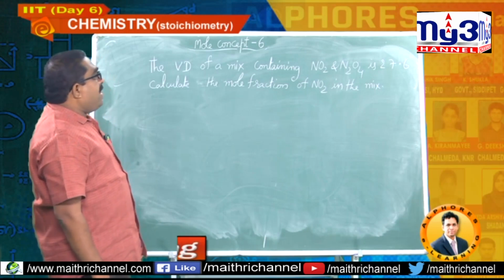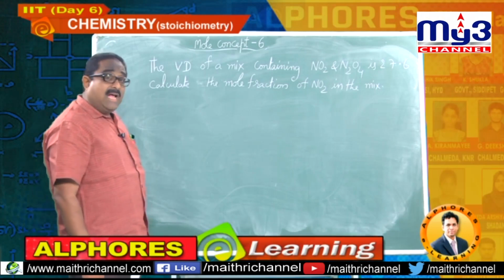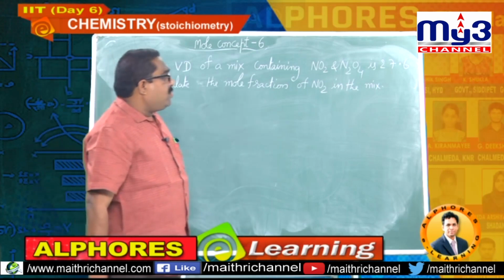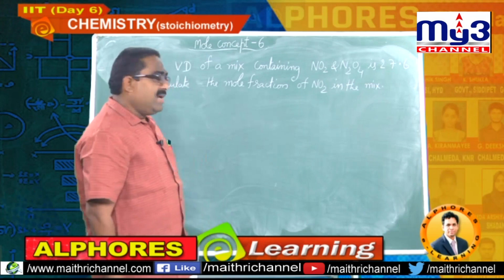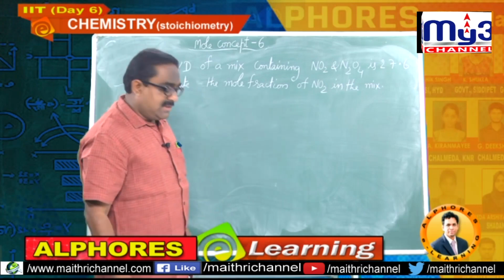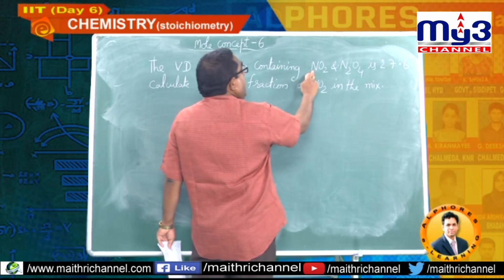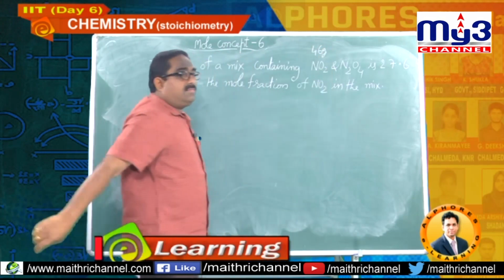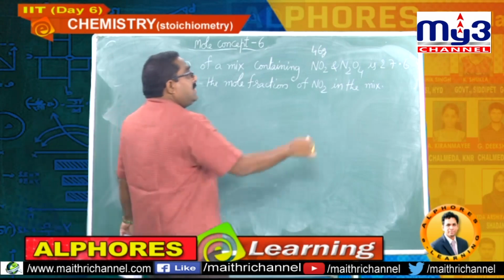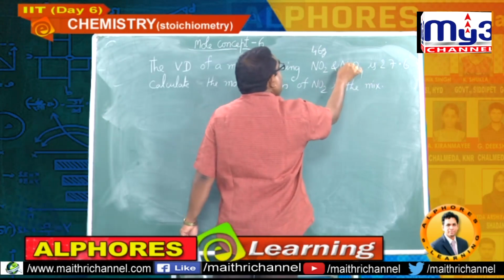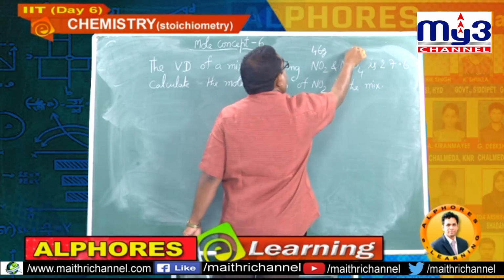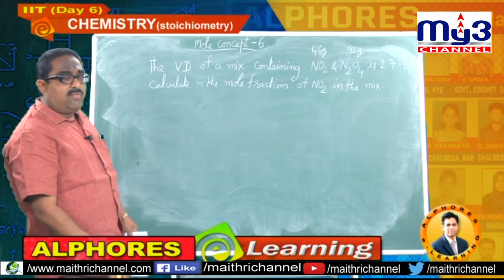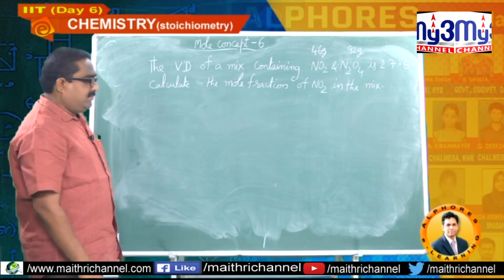He has given the vapor density of a gas mixture which contains two gases, NO2 and N2O4. Let us calculate their molar masses first of all. 14 plus 32, 46 grams. Note it down. 28 plus 64, that is 92 grams. These are the molar masses of NO2 and N2O4.